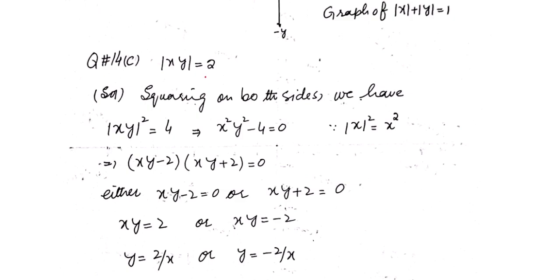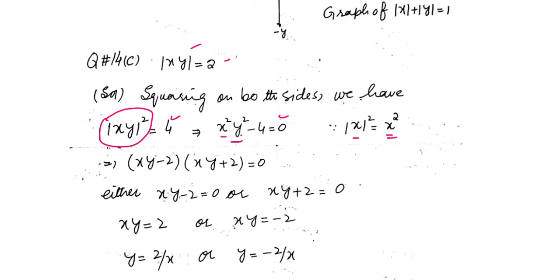Next, we move towards the C part. Interesting, xy absolute is equal to 2. By taking square on both sides, we have xy absolute square is equal to 2 square, this is 4. As you know, square of x absolute is simply square of x. So we can replace this quantity by x square y square minus 4 equal to 0.